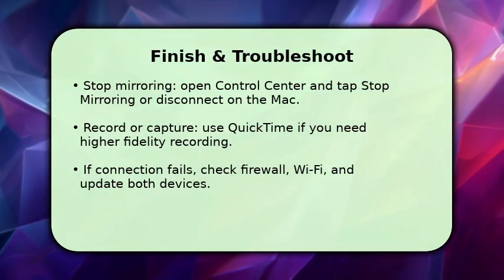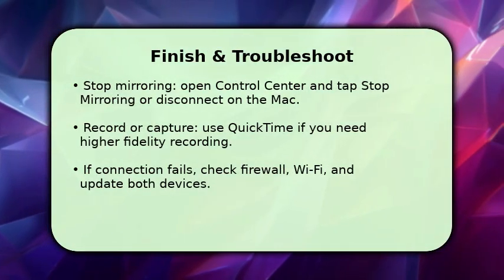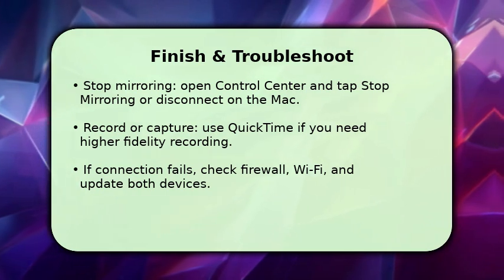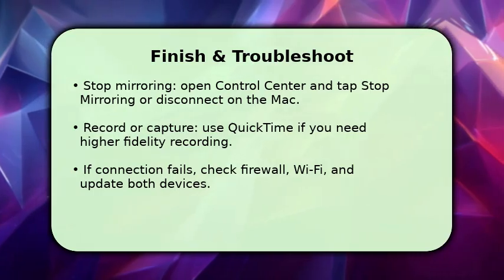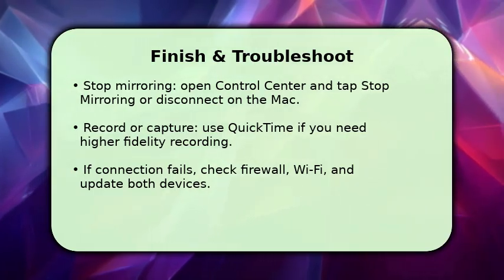Open iPhone Control Center and tap Stop Mirroring or close the AirPlay window on the Mac. If you need a recording, connect the iPhone with a cable and use QuickTime's New Movie Recording, selecting iPhone as the camera for the best quality.